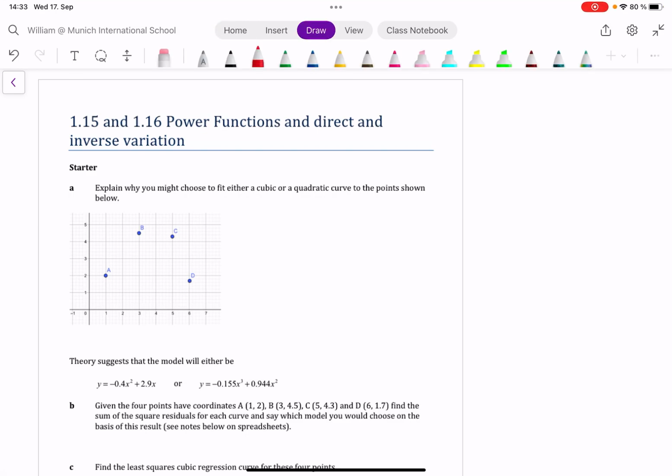All right, so in this video, we're going to take a look at these two sections. We're going to talk about power functions, and then we're also going to talk about direct and inverse variation, which are very connected. That's why we kind of have them together.